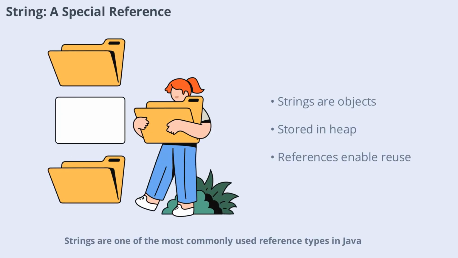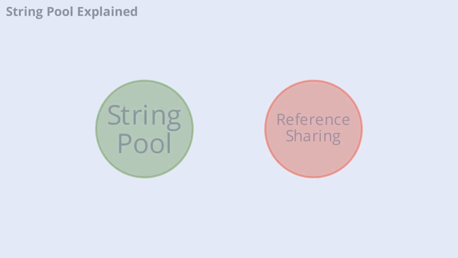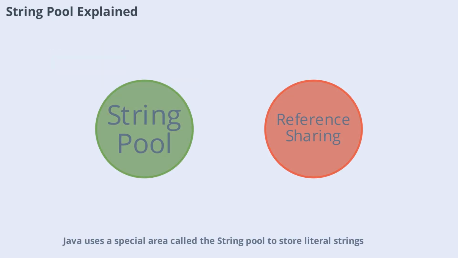Strings are one of the most commonly used reference types in Java. Even though they look simple, they're actually objects stored in the heap. When you write String s = "hello", you're creating a reference to a string object. This allows Java to optimize memory by reusing common strings, but it also means you need to understand how references work to avoid bugs.